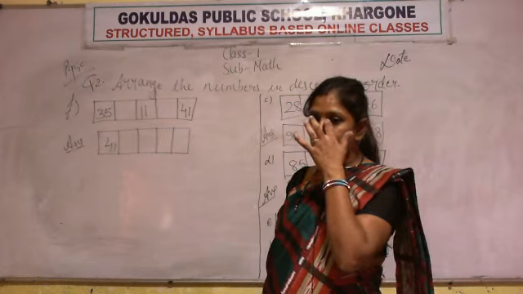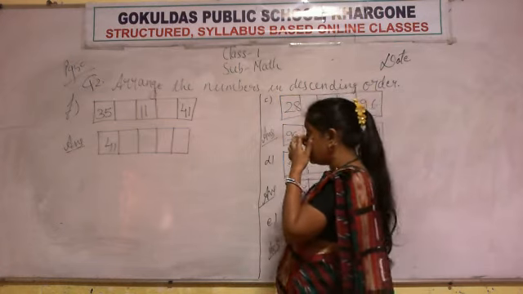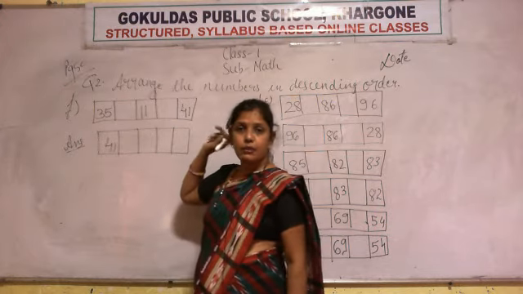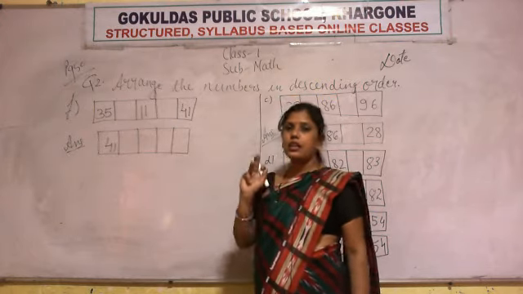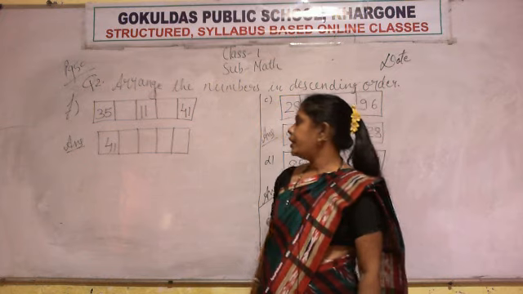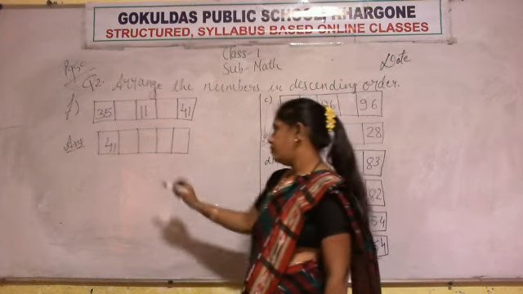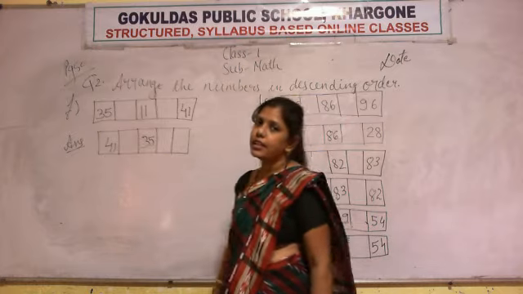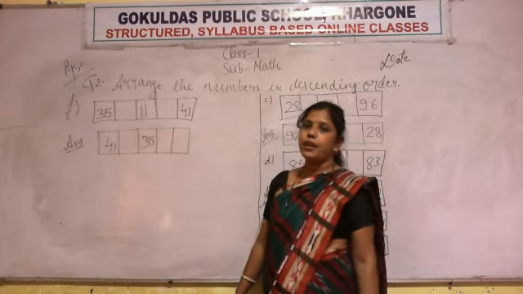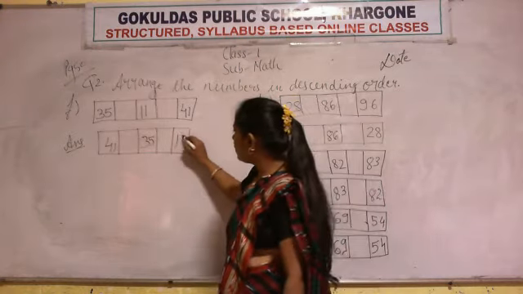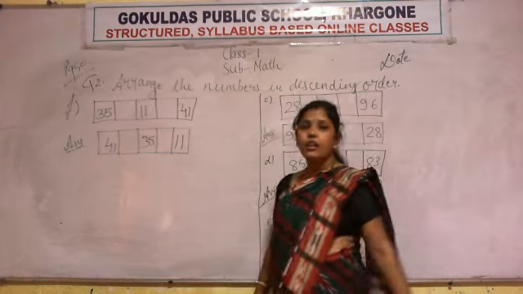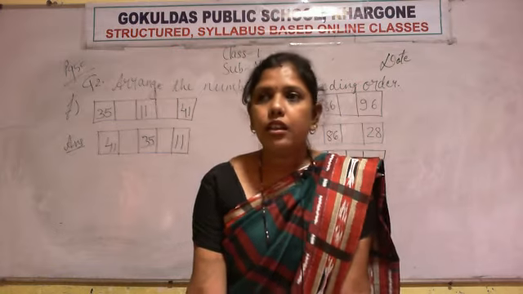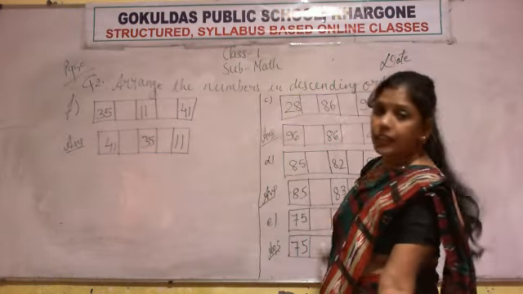Now what are the two remaining numbers? The two remaining numbers are 35 and 11. Now identify the biggest number. Very good, 35. And the smallest number remains at last, which is 11. So 41, 35, 11. Now I hope you all have done all three questions correctly.